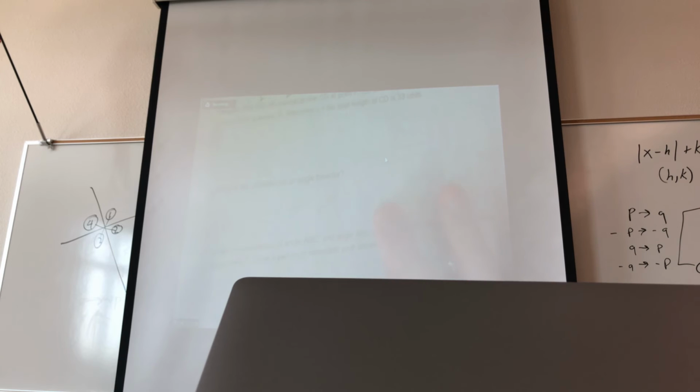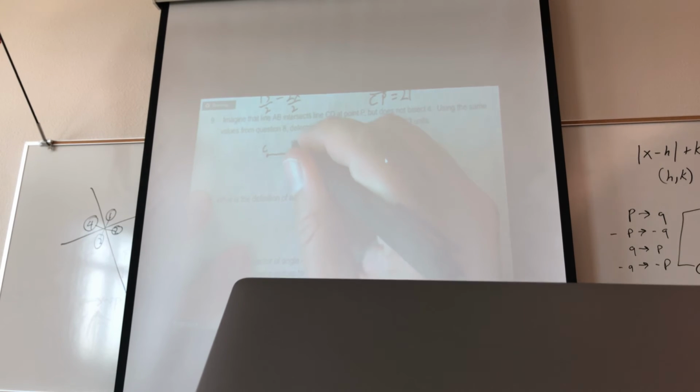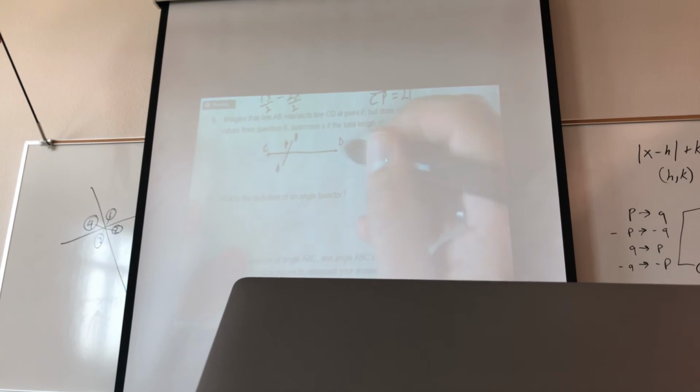Number 9, imagine that line AB intersects line CD at point P, but does not bisect it. So again, a picture for illustrative purposes. This is my CD again, but this time AB is over here. We've got a smaller area for CP and a larger one for PD. Using the same values from question 8, determine X if the total length of CD is 33 units.